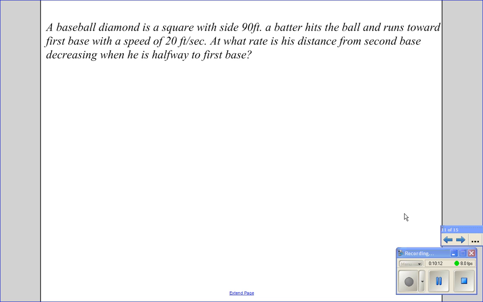A baseball diamond is a square with sides of 90 feet. All right. A baseball diamond is a square, so that means all these sides are equal. Ooh. It's a square.